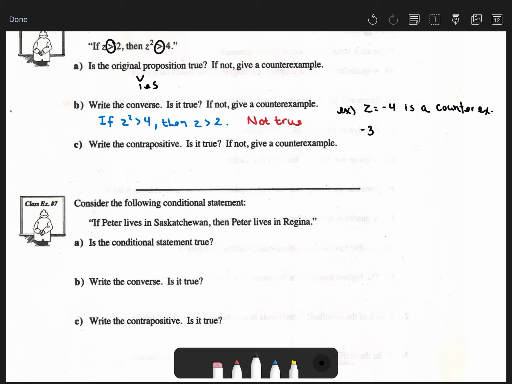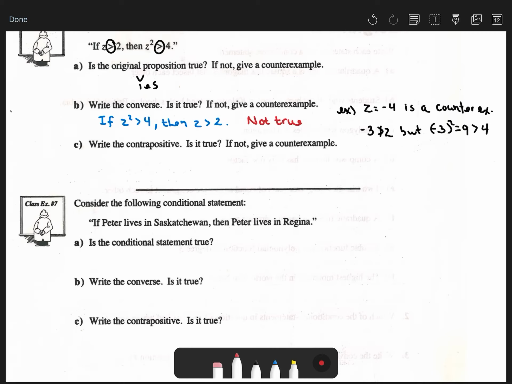Why? Well, because -3 is not bigger than 2, but -3 squared is 9, which is bigger than 4, isn't it? So I did take a value that ends up being bigger than 4 when I square it, but the actual value of z itself was not bigger than 2. So if I take a negative number, which is smaller than 2, and I square it, I still get a number that's bigger than 4. So there's a counterexample proving that it's not true.